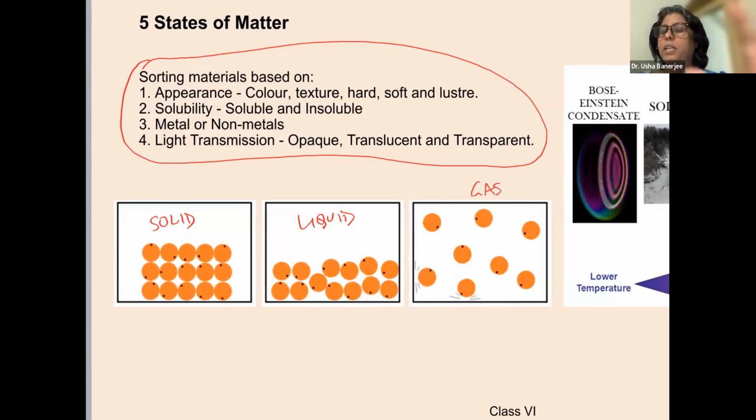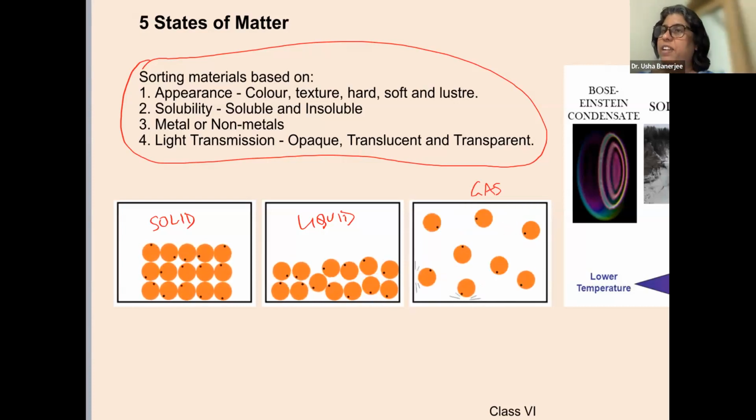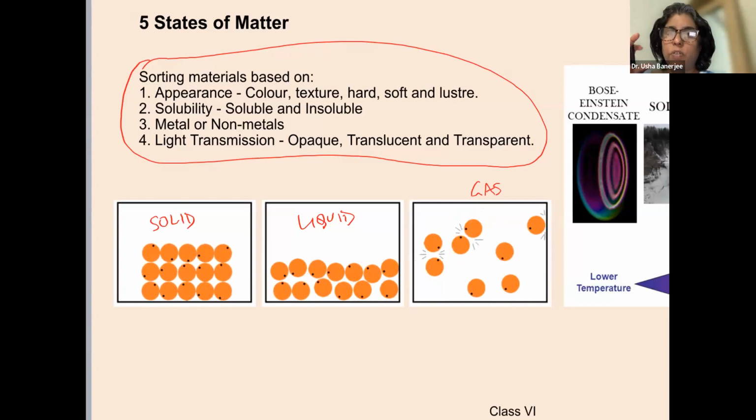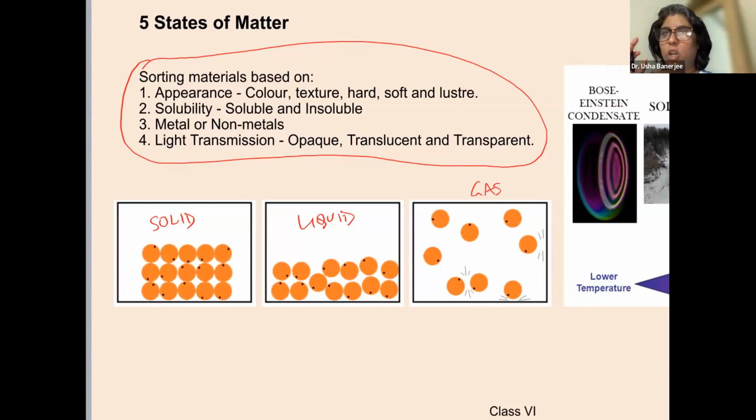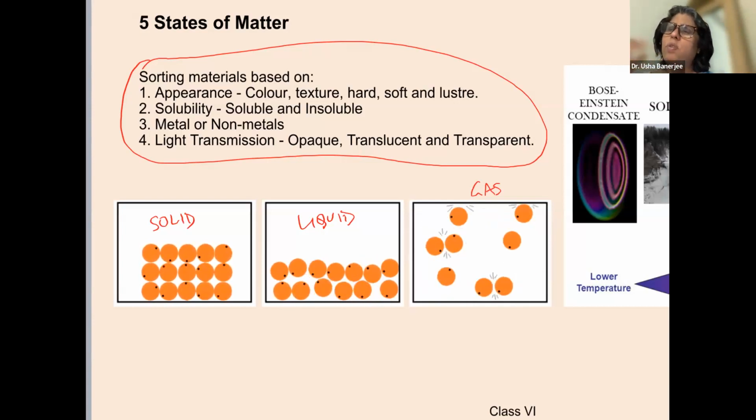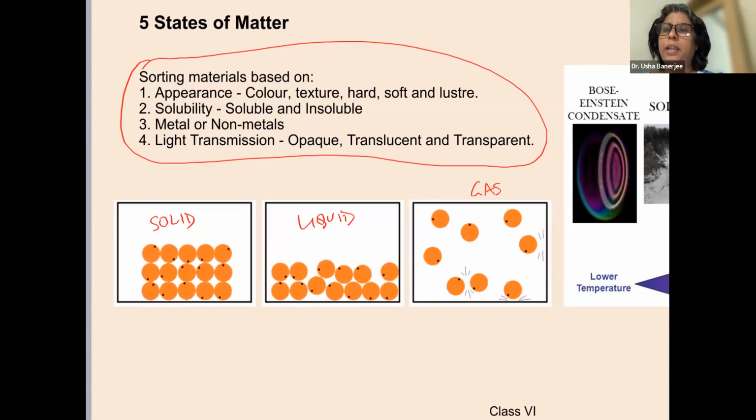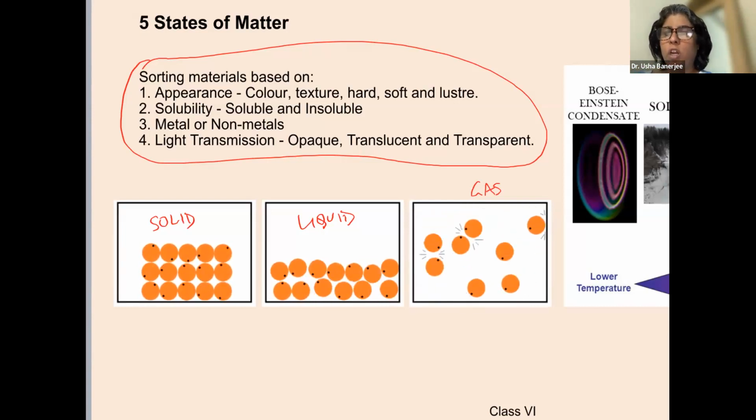We have to basically group them on the basis of appearance, solubility. If I tell you salt, you take a glass of water and put in a spoon of salt and mix it, the salt will dissolve in water, right? Whether it's a metal or non-metal. Can you give me an example of a non-metal, anybody? Non-metal? Example of non-metal?